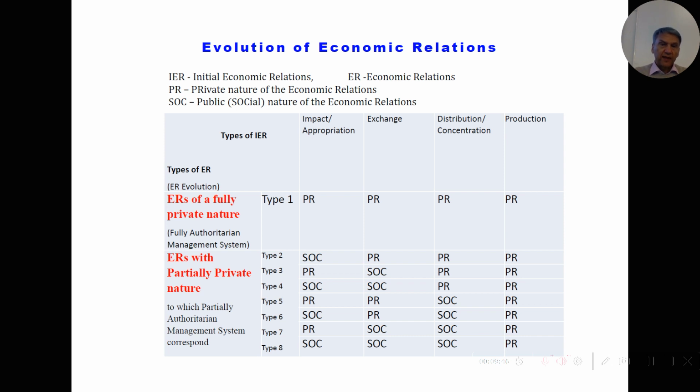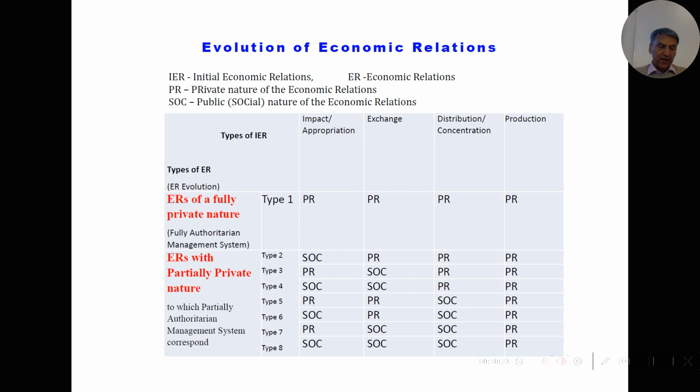So we've got from that 4 pre-economic relations, types of pre-economic relations. We've got the following evolution of economic relations at all, where IER is initial economic relations, PR is private nature, SOC is public nature. So you can see types from 1 up to 16, different kinds of types of economic relations.